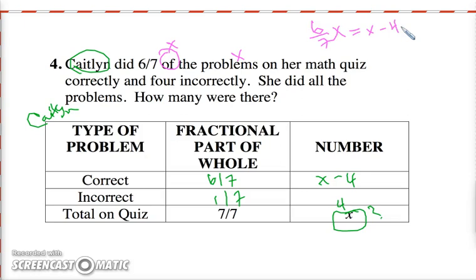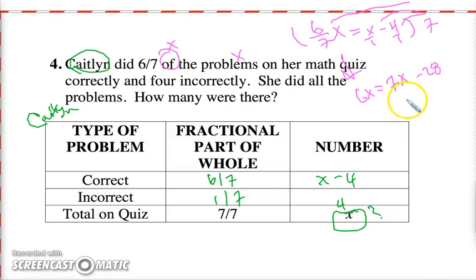The easiest way would be, oh, I don't like fractions, so I'm going to multiply by the common denominator. If I look at all my denominators, the common denominator among 7, 1, and 7 is 7. So I'm going to distribute 7 through everything. 7 times 6/7 is 6x, 7 times x is 7x, and then 7 times negative 4 is negative 28.